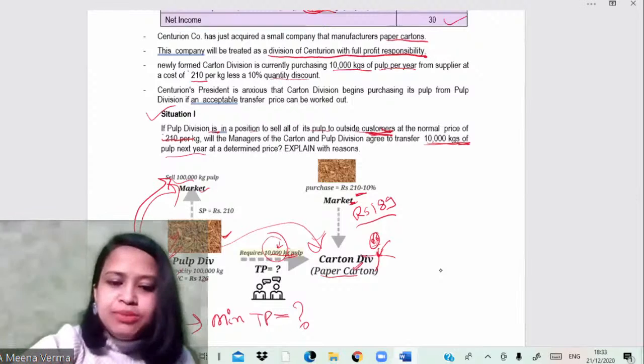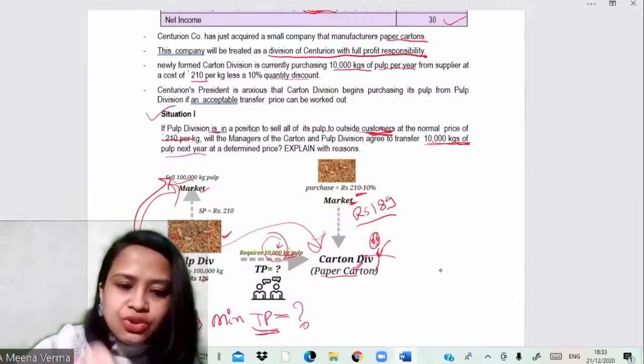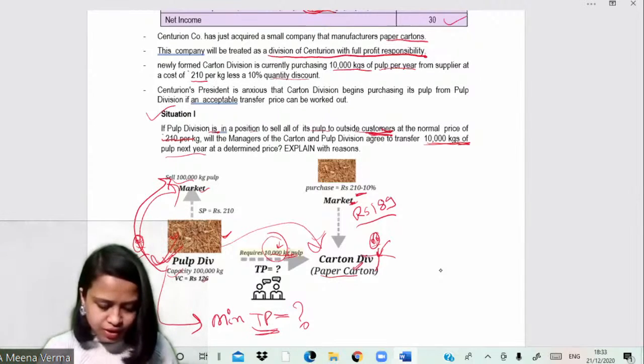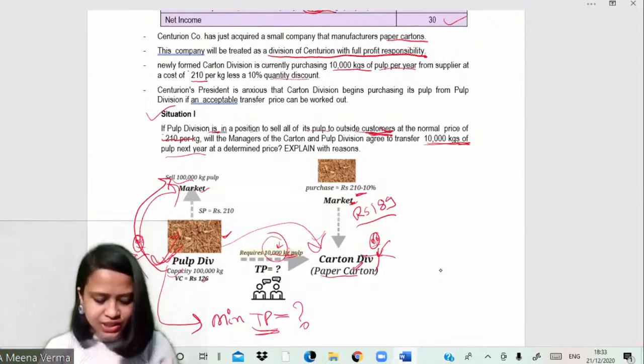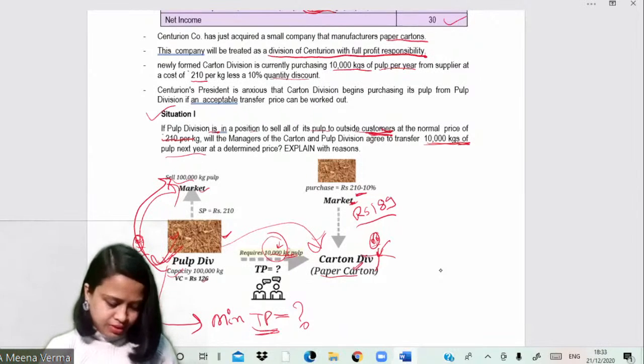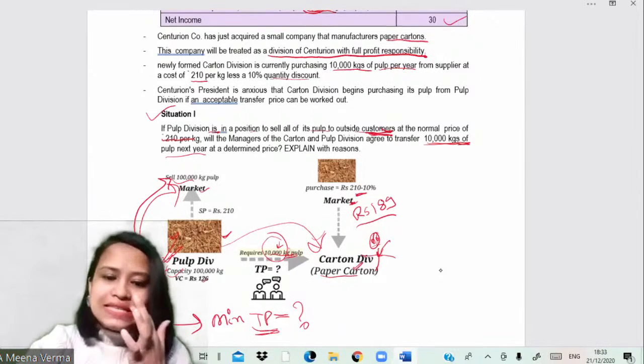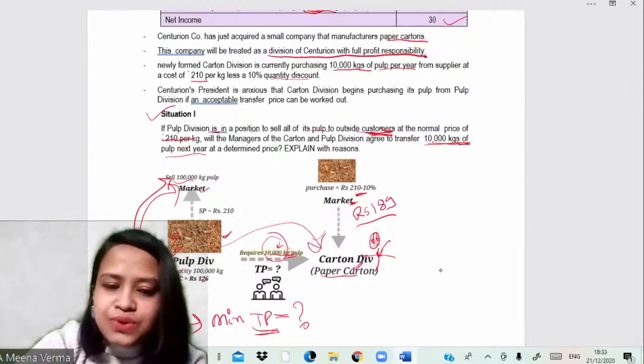First, tell me the minimum transfer price which the manager of the pulp division will charge. Yes, I got an answer from Raman. Raman is saying it's 210. Ambika is saying 210. Okay. Anjali is saying 210. Okay. So you can see here what the minimum transfer price will be.